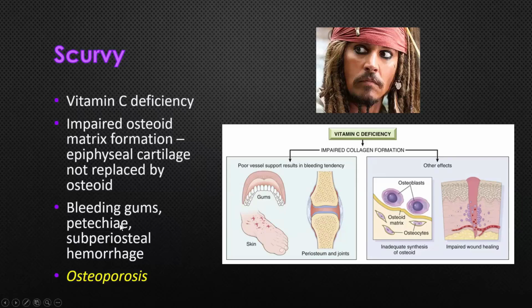But the other more common things I think of with vitamin C deficiency are going to be your bleeding gums, periodontal disease, right? Petechiae in some cases, so little small skin red patches, red splotches. But yeah, it can lead to osteoporosis because of that impaired osteoid formation because of the collagen effect.